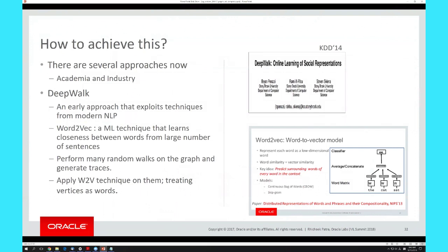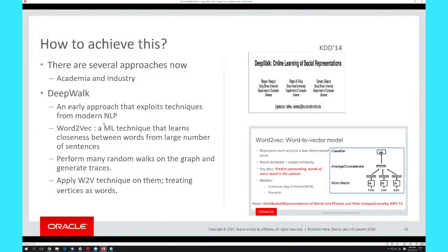But the idea is not that complicated. What I need to say is this is not just us. There are many people who are interested in this problem, and there are a lot of different techniques for how to do this. I'm just introducing one specific topic, one of the oldest ones, that pioneered this problem in KDD14. And then they apply some machinery or techniques from modern natural language processing.